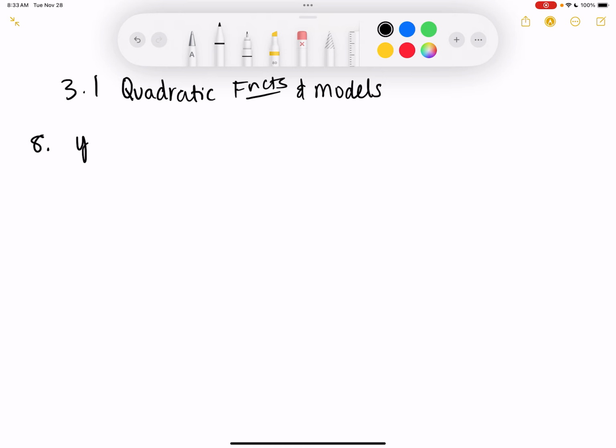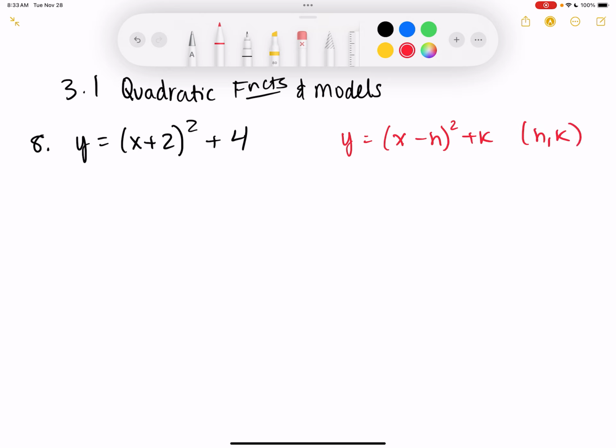So y equals (x plus 2) squared plus 4. The generic form, or vertex form, is y equals (x minus h) squared plus k, and the vertex would be at (h, k). So whatever sign is on h, we put the opposite for the x value of the vertex, and k is the same sign as whatever it is. So the vertex for this one would be at -2, 4.